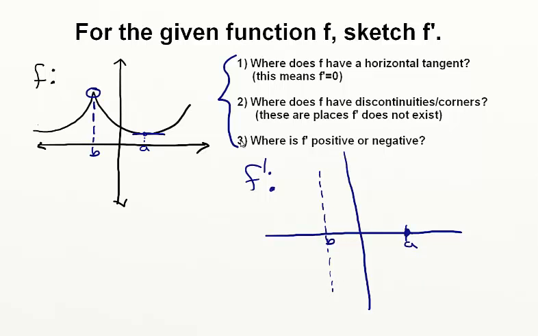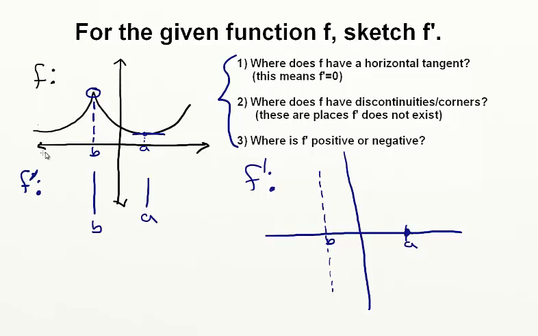So now we've got to find out, where is f prime positive or negative. This is step 3. We want to find, between B and A, and to the left of B and to the right of A, where the derivative is positive or negative. So down here I'm going to make this little f prime, and we're going to see where the derivative is positive or negative. So here's B and here's A.